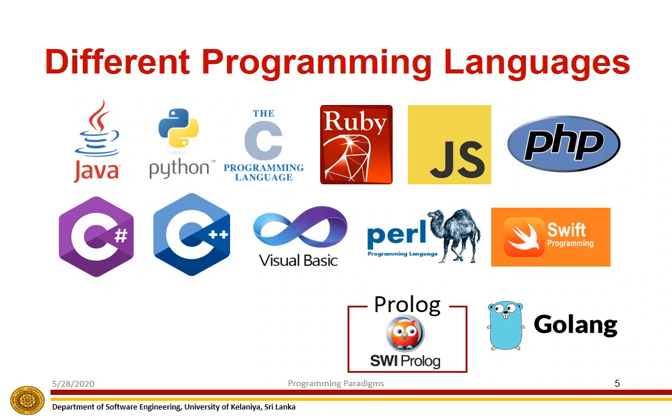On the slide you can see the most popular programming languages that the world is using today: Java, Python, C, Ruby, JavaScript, PHP, C#, C++, Visual Basic, Swift, Go and Prolog. There are many more languages that exist today. They are used for various purposes. For example, JavaScript and PHP especially for web development, and Prolog for artificial intelligence implementations like that. You will learn more about those programming languages in future. For now, just get an idea that these programming languages exist.